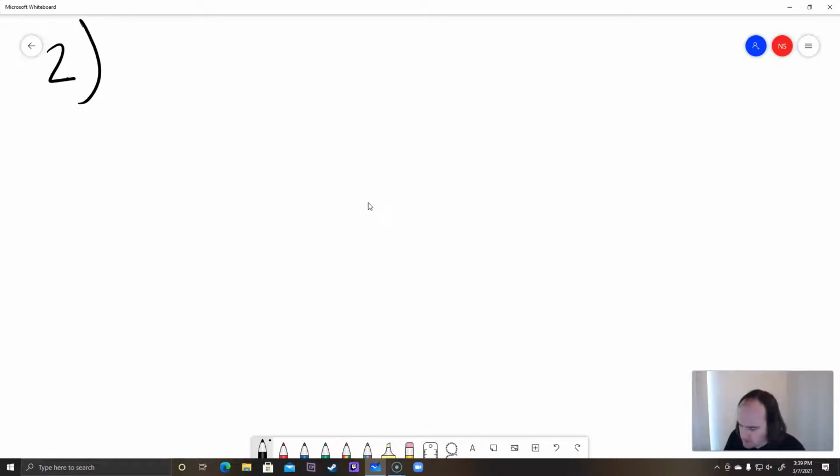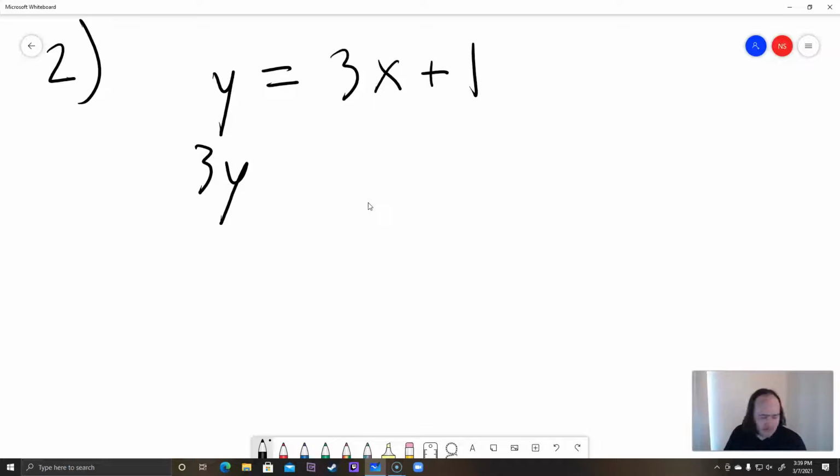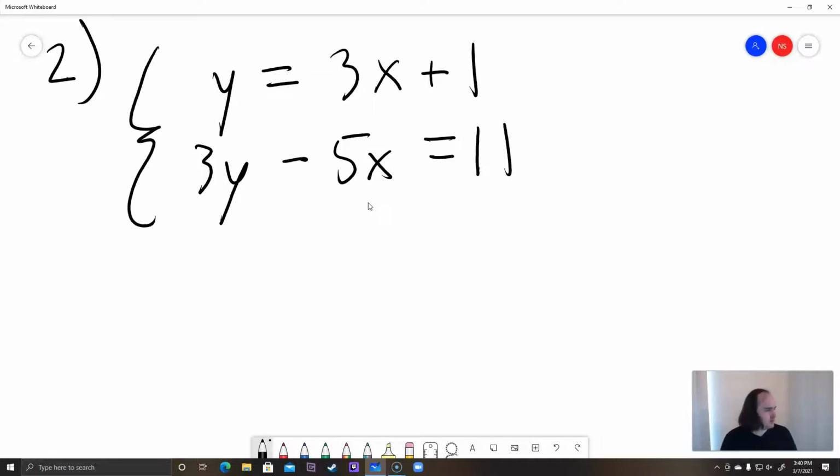For this one, we have y equals 3x plus 1. That's our first equation. And our second equation is 3y minus 5x equals 11. I'm putting this little curly brace on the left side. It kind of looks like a parenthesis, but it's curly. That's just to show that we're considering both of these equations together as a system.